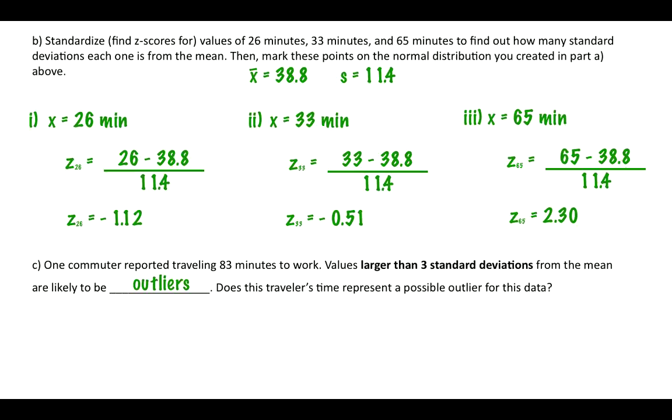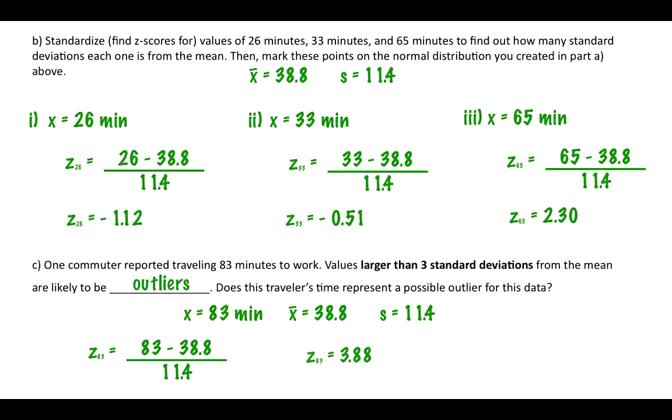Now, we can see that 83 minutes to work, if we look at the right-hand end of our normal distribution curve, we saw that a +3 on the standard deviations corresponded to a 73-minute commute. So we can see right away that 83 minutes is beyond the 3 standard deviations, which makes it a possible outlier. But we might as well perform the calculations and find out exactly how far away it is using the z-scores. So our value of interest is 83 minutes, with our mean of 38.8 and our standard deviation of 11.4. So we find z sub 83, which is 83 minus 38.8 over 11.4, and it comes out to be a value of 3.88.